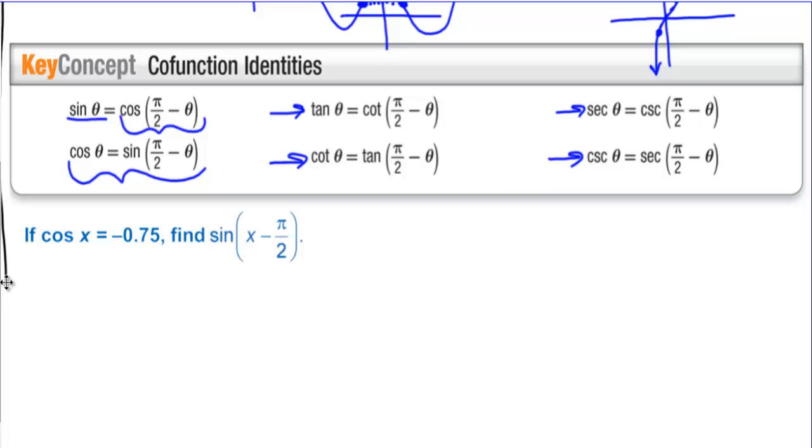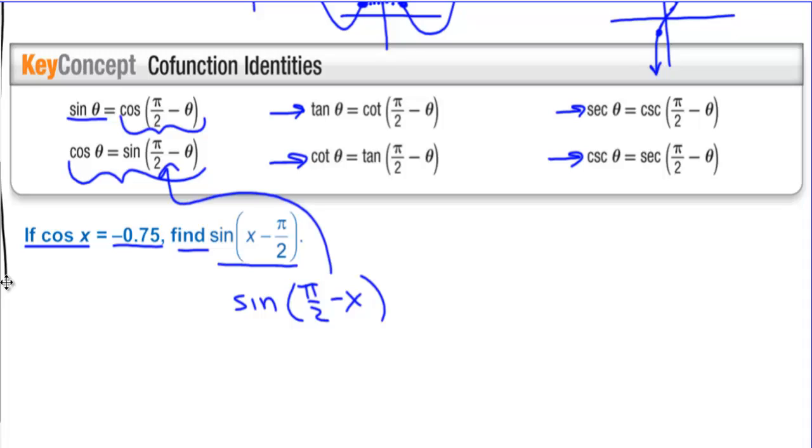So if we have this: if cosine of theta is negative 0.75, find sine of x minus pi over 2. Well, we don't want sine of x minus pi over 2. We want sine of pi over 2 minus x. I mean, that's what this says right here. I'd love to have that statement right there. Then it would be the exact same as cosine of theta. So how are we going to get this to say this right here?